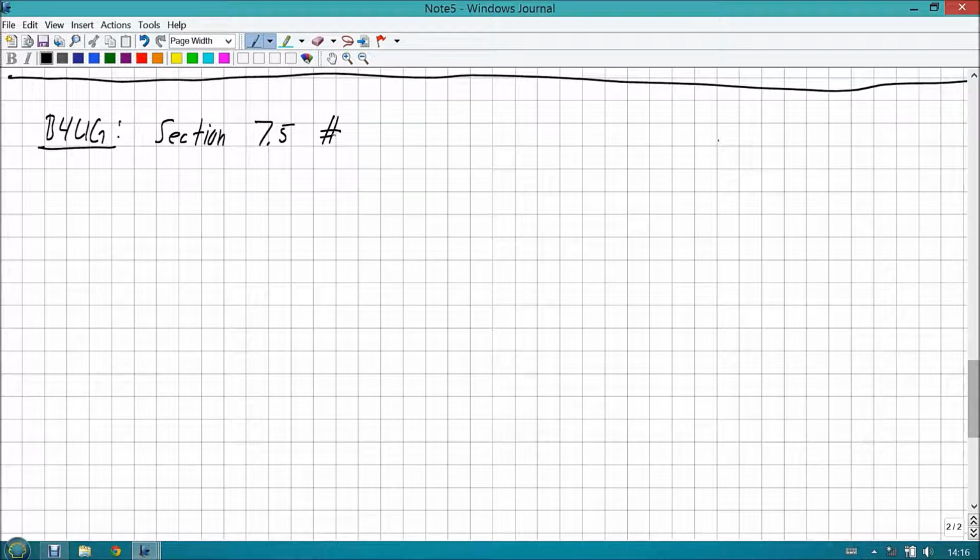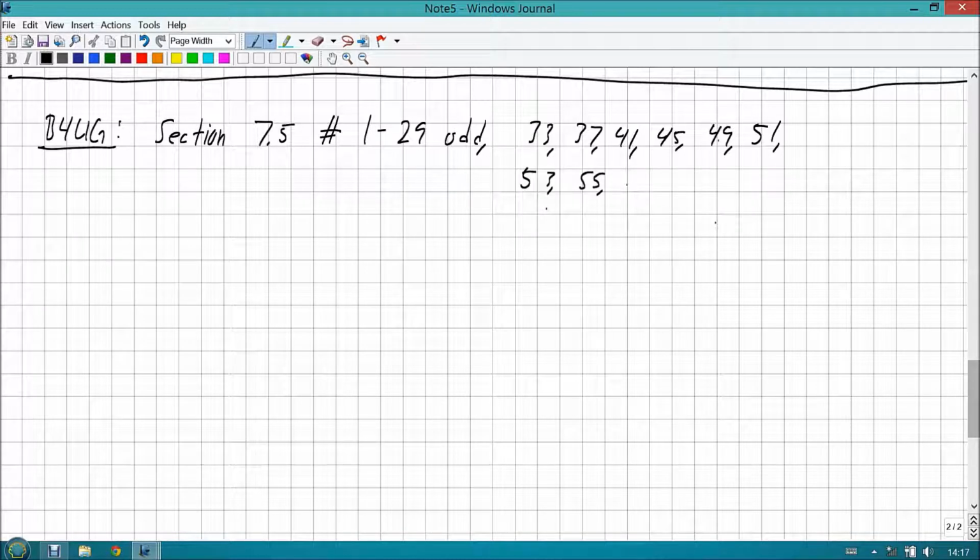Let's go 1 through 29 odd. And then 33, 37, 41, 45, 49, 51, keep going, 53, 55, 57, 59, let's go with 61, 65, 67, 71, 75, and 79. And of course we need word problems, so 83.